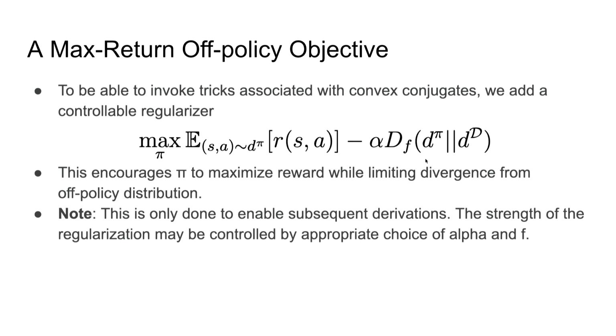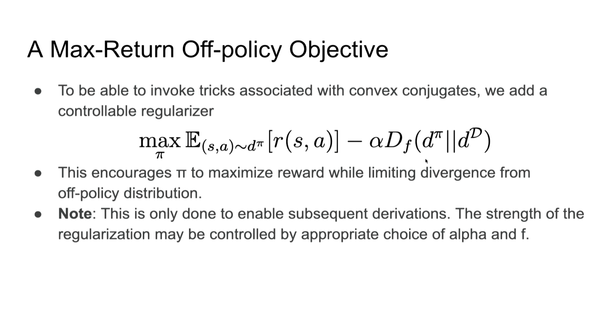But I will note that this regularizer shouldn't be taken as too much of a constraint. So it's really like alpha and f can be anything. You can set alpha to be very, very close to 0, and things will be fine. So the f divergence is mostly just a mathematical tool to enable the future derivations.